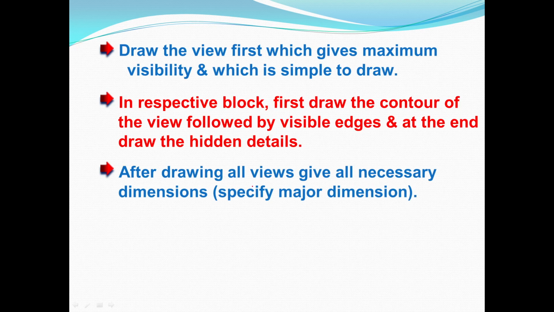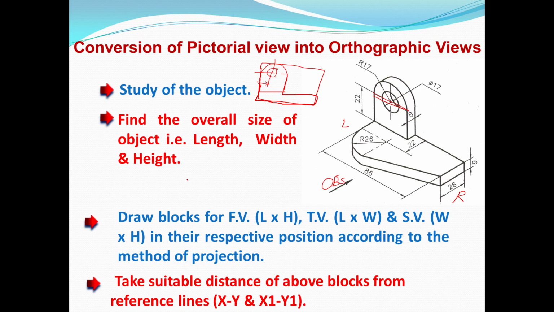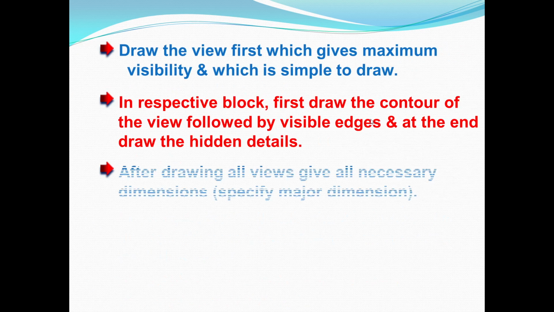After drawing all the views, give all necessary dimensions and specify the major dimensions. The dimensions given in the drawing we have to mention, that is 26 mm, 86 mm. For the circular part we give the diameter 17, this arc part R17, and this arc part R26. Then the center line dimension in the width direction, that is 22 mm, the height of this surface 9 mm, and the height of this center point from this location 22 mm. So all dimensions we have to mention in these views.